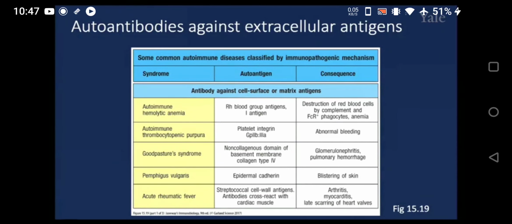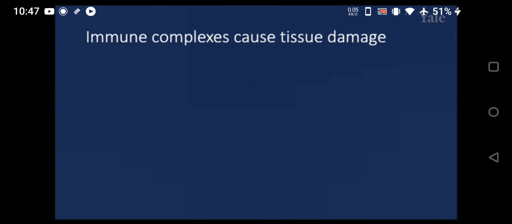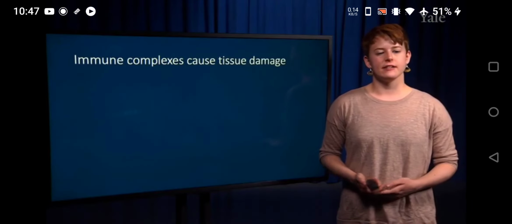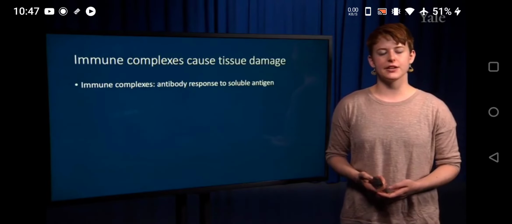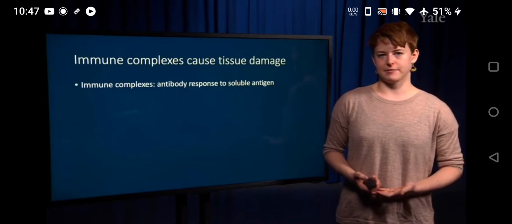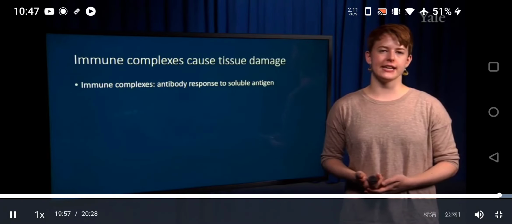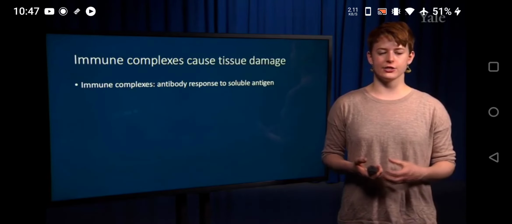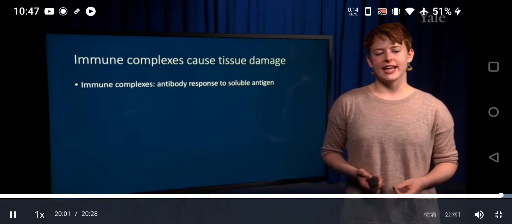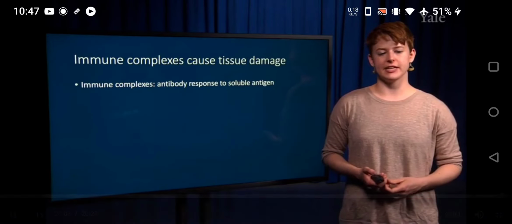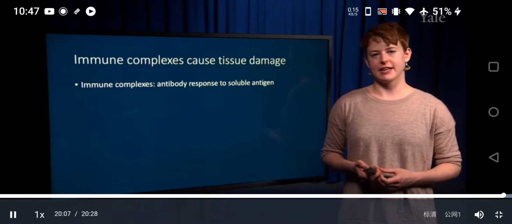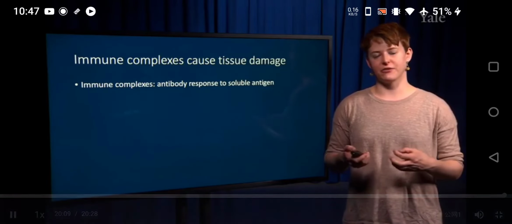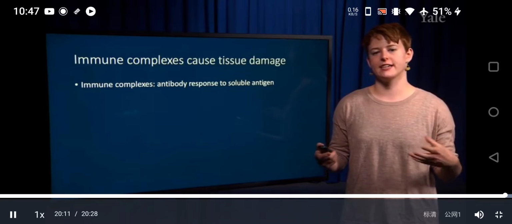So I've mentioned a few times damage that's caused by immune complexes. So what is an immune complex? An immune complex is this structure that forms when an antibody responds to a soluble antigen. And in this case, the antibody will cross-link the antigen and form larger and larger structures as multiple antibodies and antigens come together.